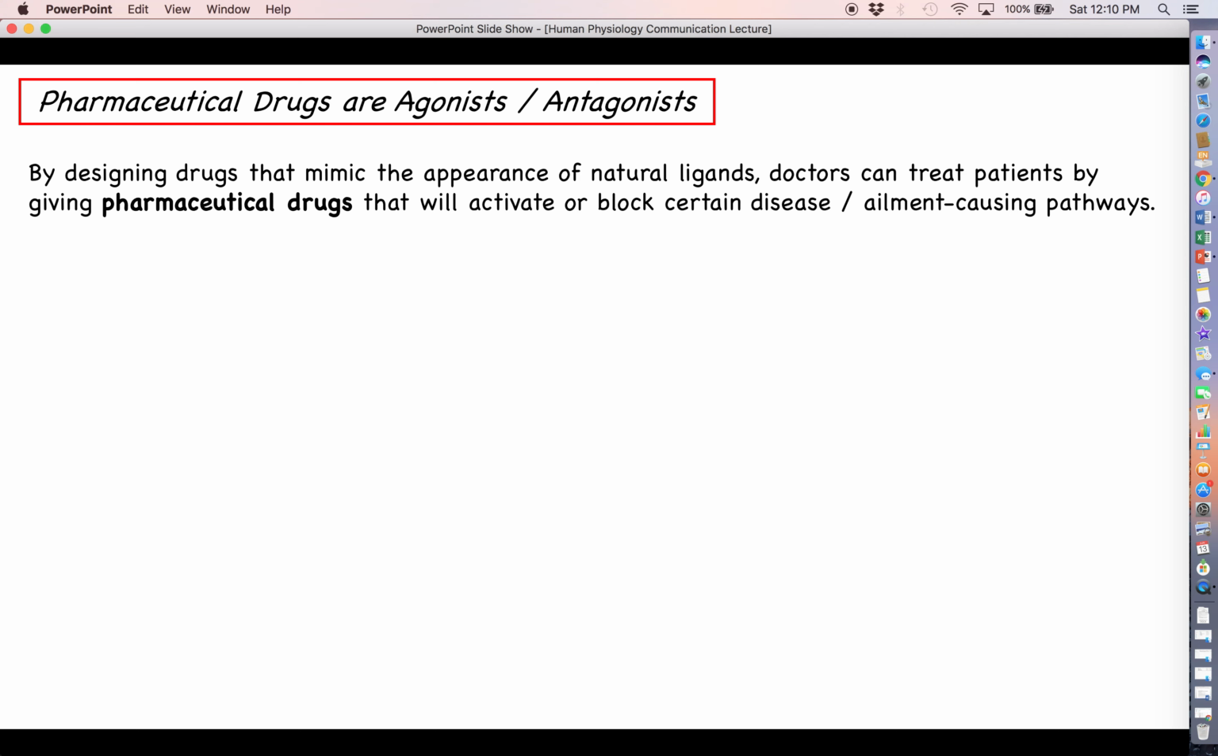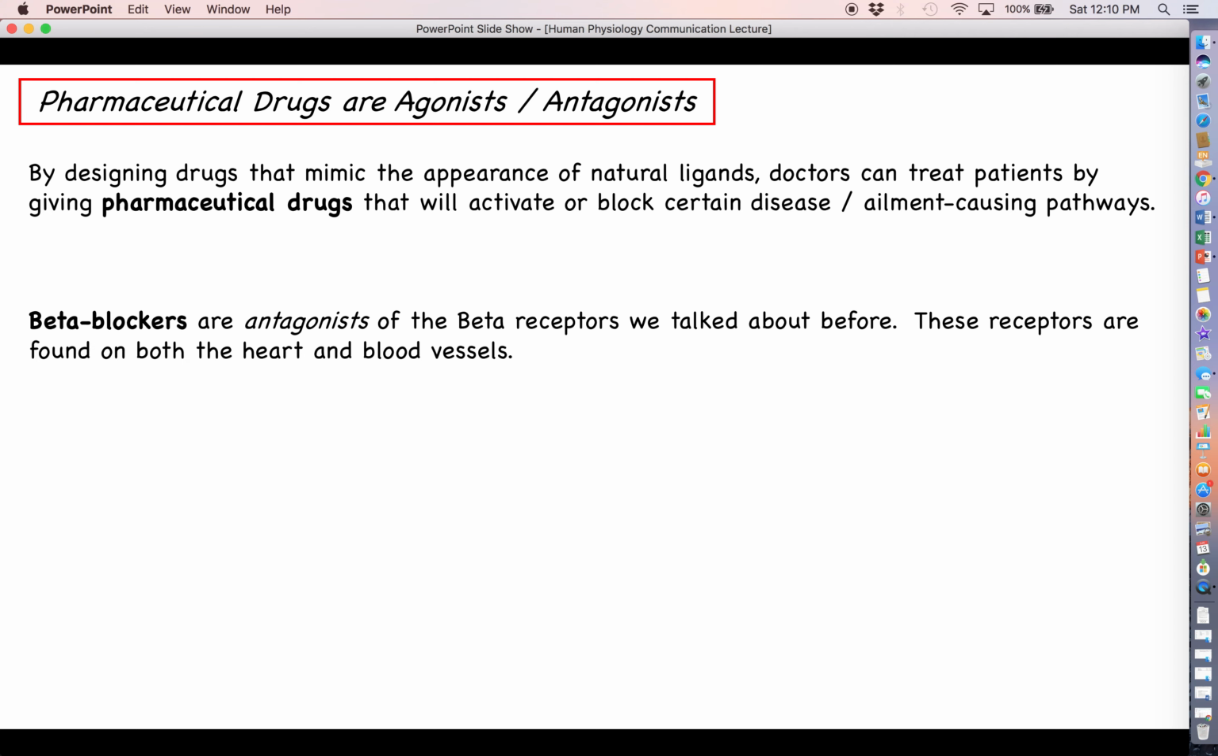So whether a certain pharmaceutical drug should be acting as an agonist or an antagonist is just going to depend on the situation. There's no hard and fast rule that says agonists are good for this and antagonists are good for that. A perfect example or application of this are beta blocker drugs, which I'm sure that you have heard of before.